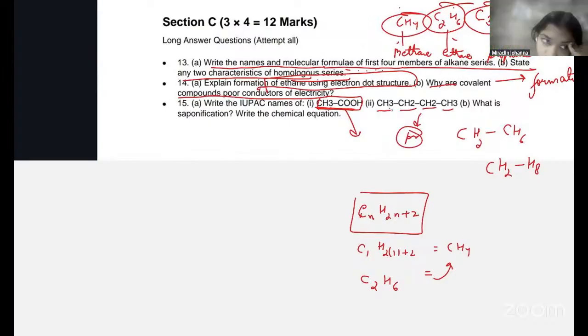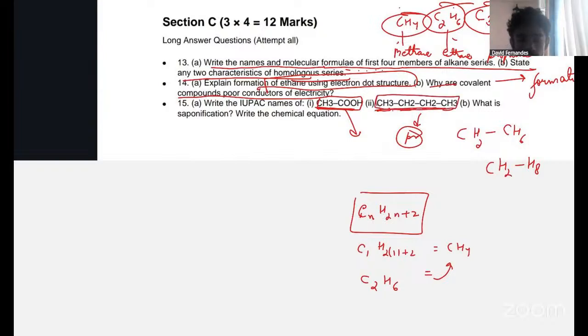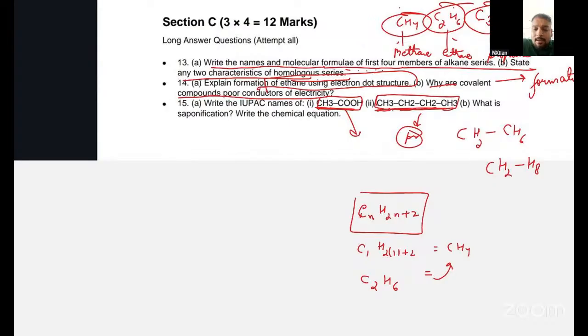And the second one? Second one is methyl butane. That's the only one you gave a cut for. Why methyl? It is because there's a longest carbon chain. This is the longest carbon chain. There is no carbon other than the longest carbon chain.